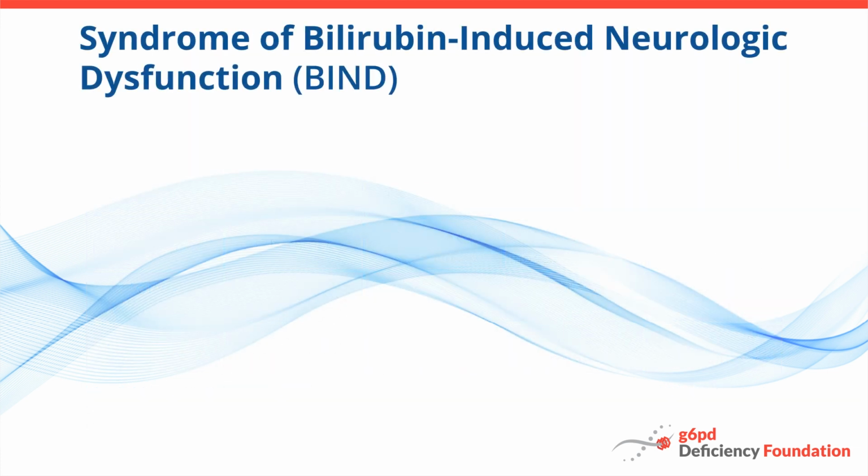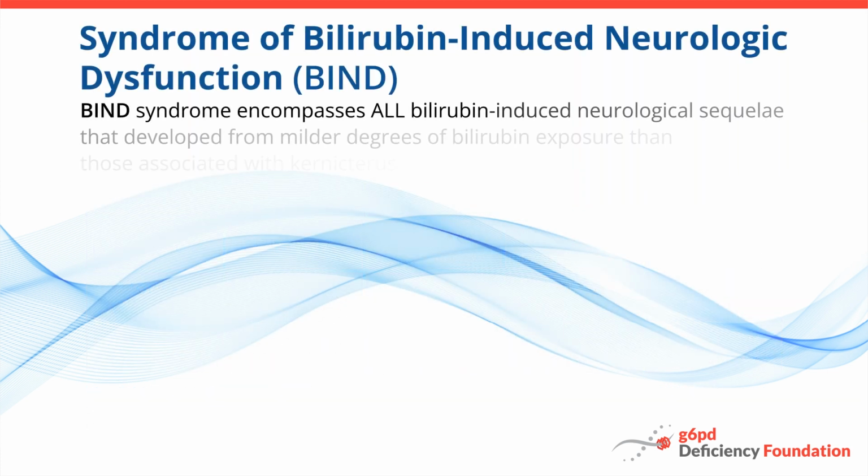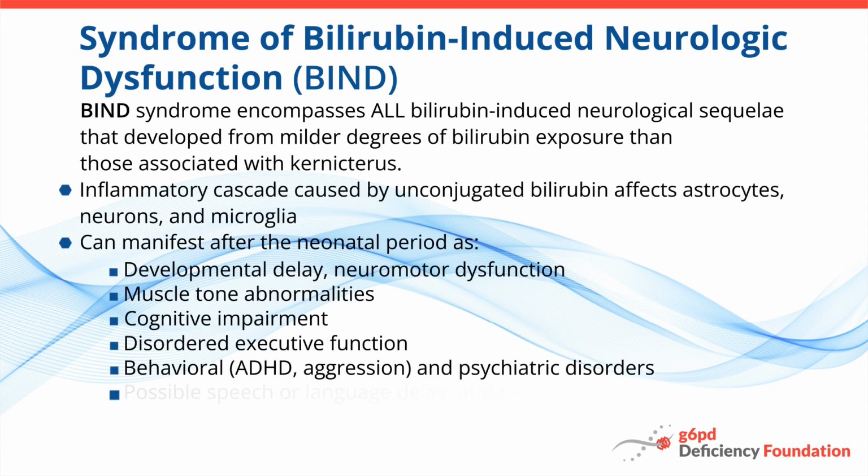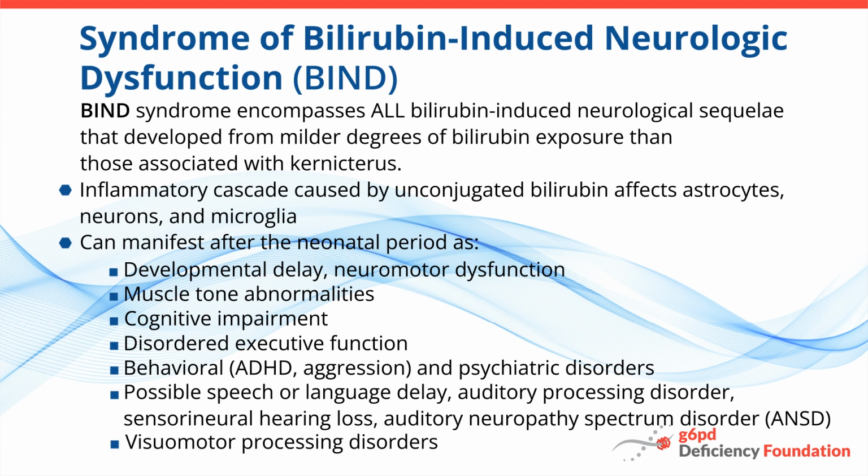Bilirubin-induced neurologic dysfunction, or BIND, is a general term that includes all neurological consequences stemming from excessive bilirubin levels. Importantly, these conditions occur when bilirubin levels measure below the range associated with kernicterus. BIND sequelae occurs when elevated bilirubin triggers the inflammatory cascade, a response that affects characteristic areas of the central nervous system. Milder neurologic conditions result that have not always been attributed to hyperbilirubinemia.